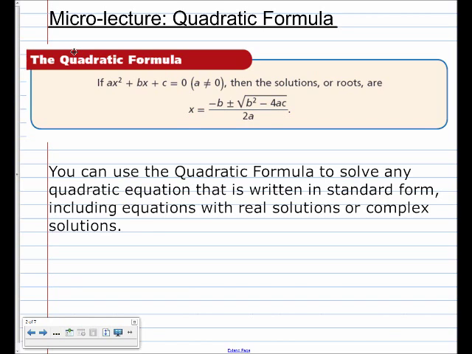X is equal to the opposite of b, plus or minus the square root of b squared minus 4ac, all over 2a.